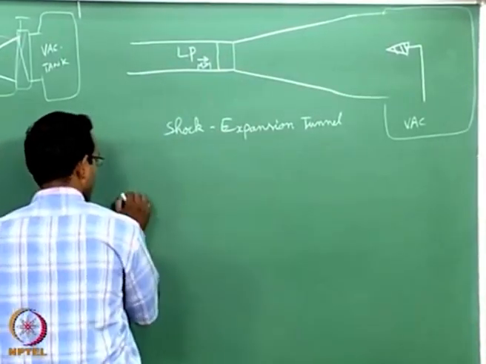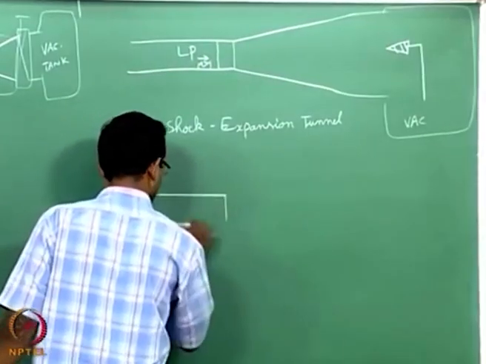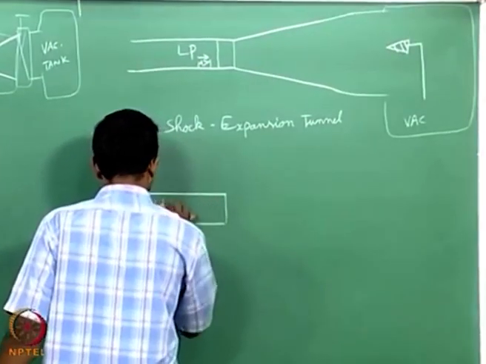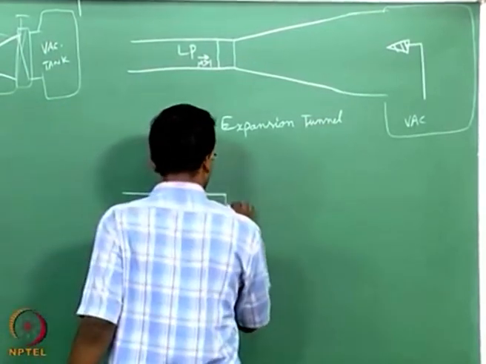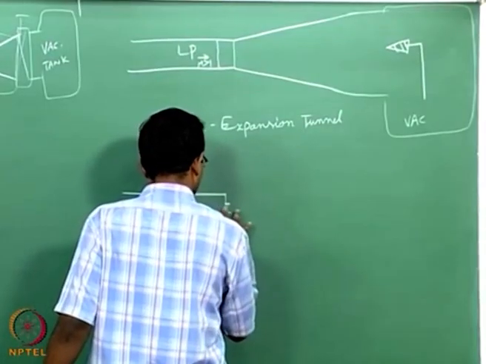Now I will draw one more case. This is again the low pressure section of the shock tube, high pressure section is somewhere to the left, and this time I do something different.